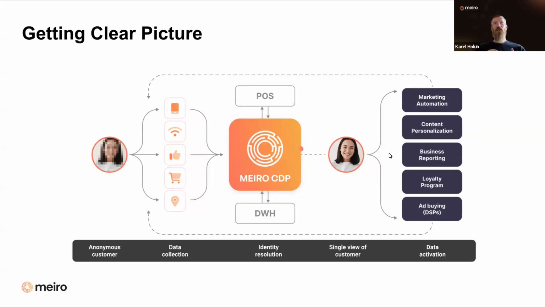And once we get that clear picture of who we want to talk to, we can use any kind of data activation. So in Meiro CDP, it's possible to address those known or even anonymous clients. We will get back to it later through native channels, or we can export their data into marketing automation, loyalty programs, back into CRM, back into data warehouse, wherever it is needed. But the goal is to create a nice and clear single view of a customer.